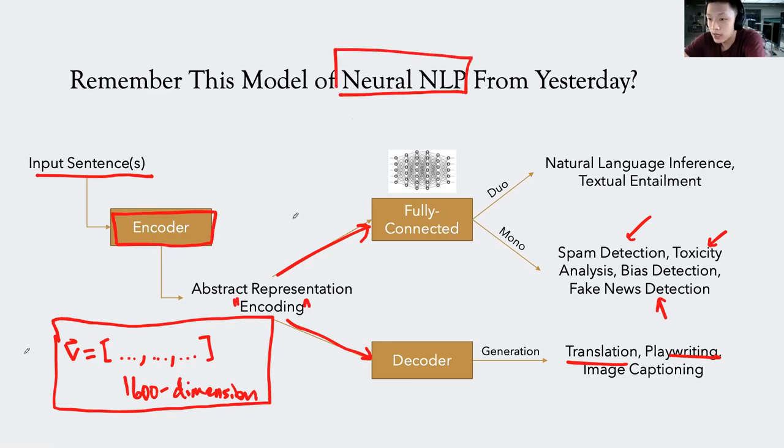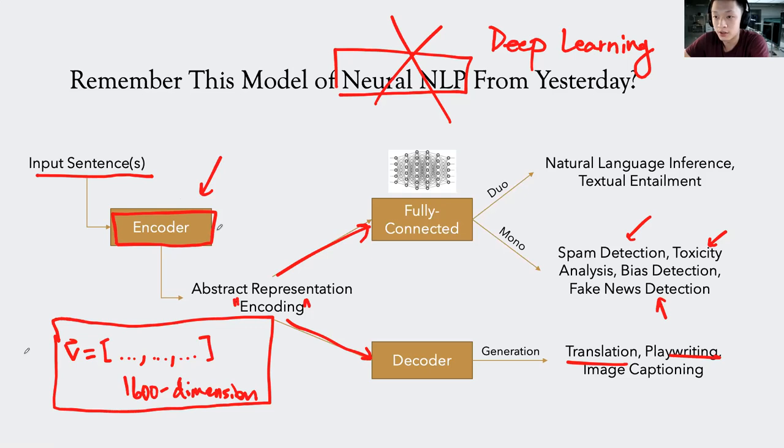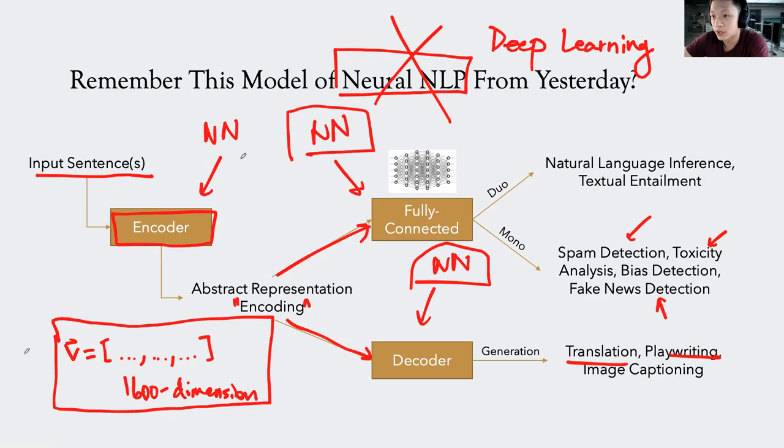Now, as it turns out, this sort of model, this general framework, is not really just applicable to neural NLP. I think this is pretty general for all of deep learning. This is basically what deep learning is all about. You're trying to build neural networks here. This is a neural network. This is an encoder. This is obviously a neural network, as the picture suggests. This is also a neural network. So we have these different neural networks that can do different things.